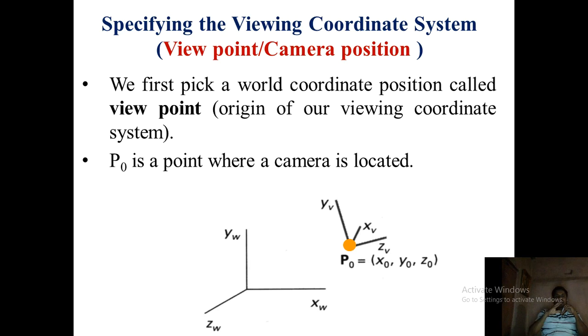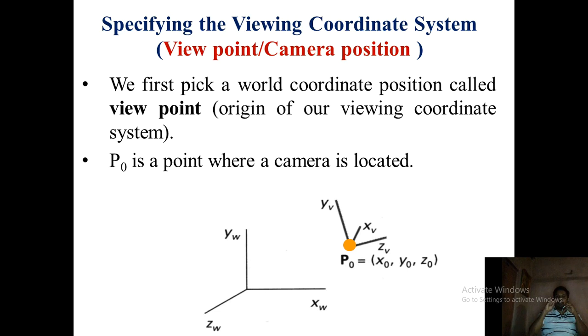How to set the camera? In real life we have a hardware camera, and we will go and place that camera here. But here we don't have a camera. Everything is imaginary, means everything we have to set mathematically. That's why we have to set the camera position or viewpoint. We first pick a world coordinate position called the viewpoint. That is the origin of our viewing coordinate system.